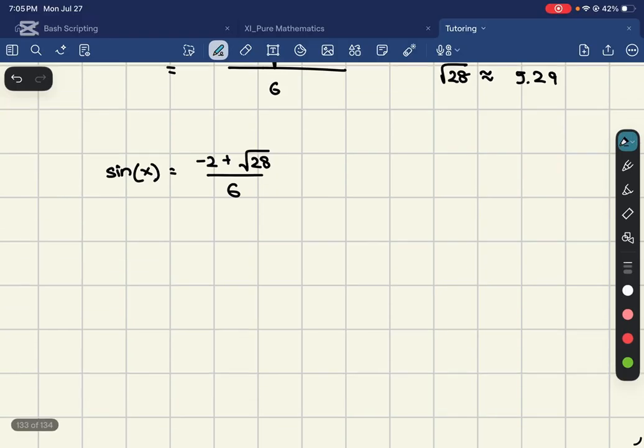You can use your calculator to simplify it down, whichever you prefer. So minus 2 plus square root of 28 divided by 6, if you use your calculator to estimate this, is about 0.5485837704.